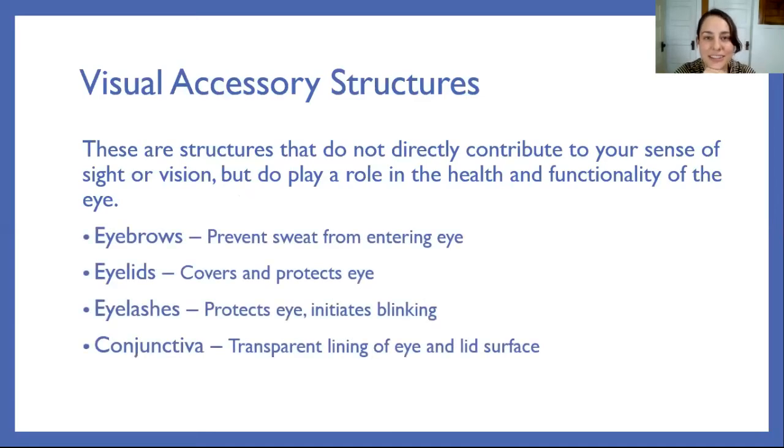These include eyebrows, the leading theory being they prevent sweat from entering your eye. Eyelids, they can cover and protect your eye and close if you're going to have a bug fly into them, for example. Eyelashes help protect the eye, and if they are touched, you actually initiate blinking from them as well. And the conjunctiva is a transparent lining of the eye and the lid surface. So we're going to actually line the inner side of our eyelid so that whenever we close our eyes, we're not rubbing dry skin on our eyeball.